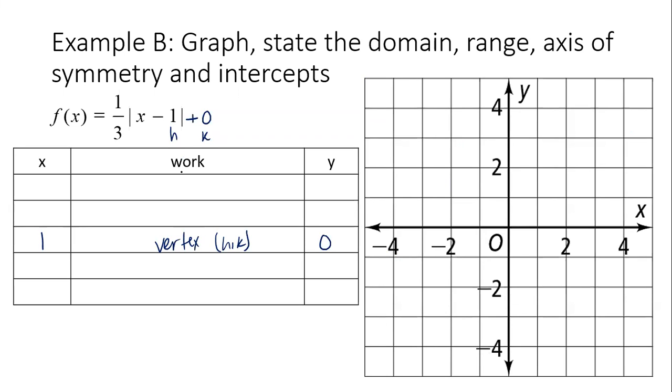All right, and then I'm going to choose points to the left and to the right of 1. So to the left, I have 0, -1. To the right, I have 2 and 3.